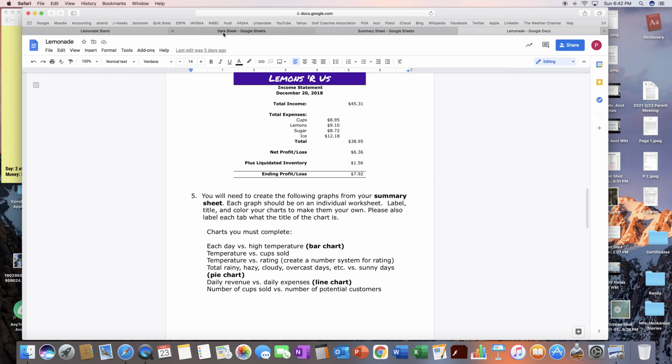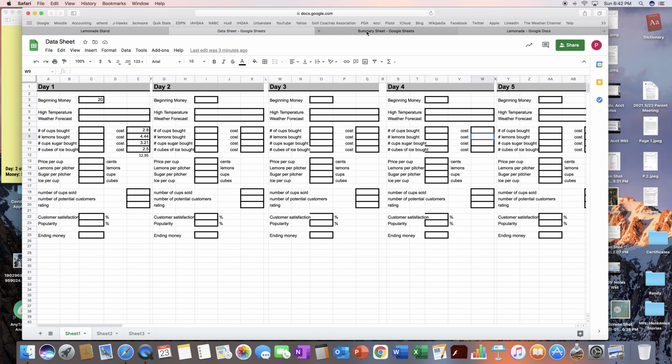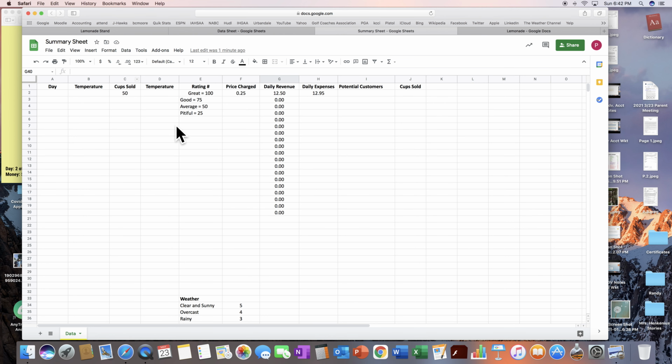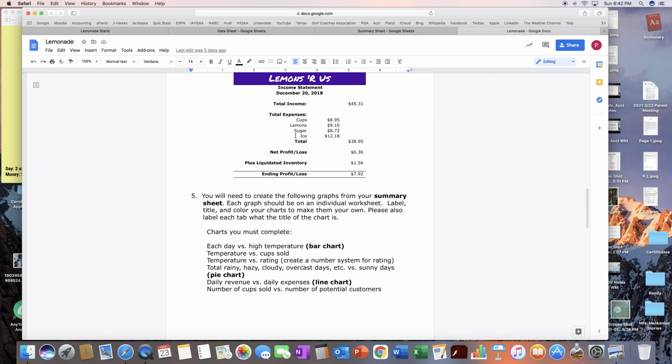So by the end of the day, you would like to have your data sheet obviously complete, your summary sheet obviously complete, and then work on the income statement with your company name. And then we'll start working on charts.